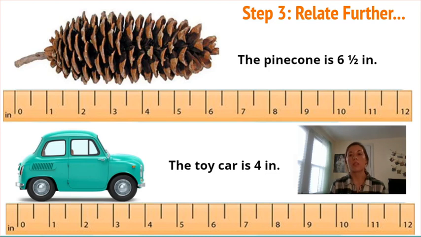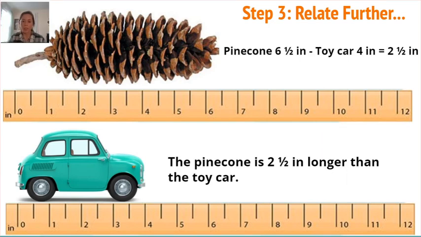All right, so you see that since they're both in inches, this doesn't mean they're the same length, right? Because they're both in the same unit of measurement. But we can see that one is bigger than the other, right? You can see that 6.5 is a bigger number than 4. And we can even see this visually, right? If we place them next to each other like this, the toy car is smaller than the pine cone. All right, but by how much? How do we know that? Well, let me show you how.